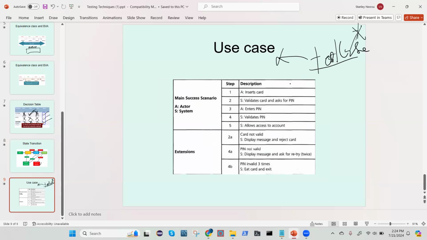Test case. What is a test case? It's like an action step by step to understand the functionality of the application. Yes, I told you for every scenario, you have multiple test cases.